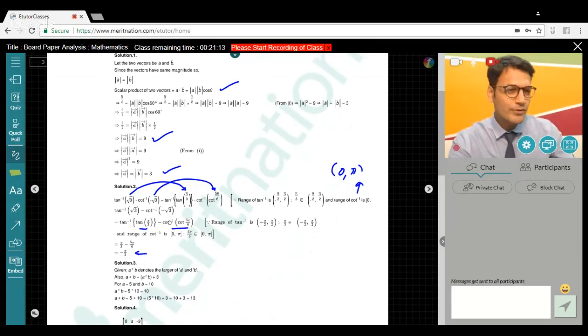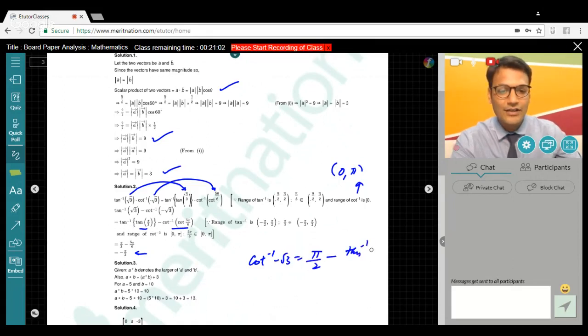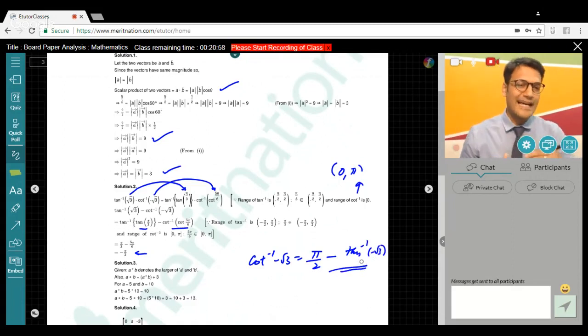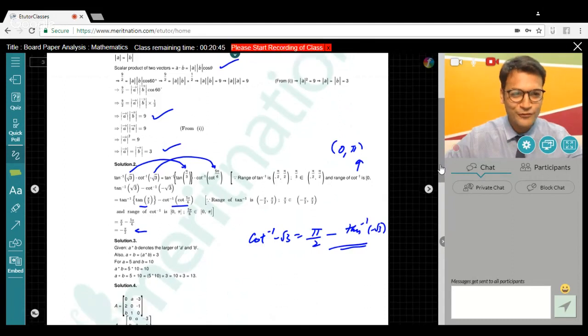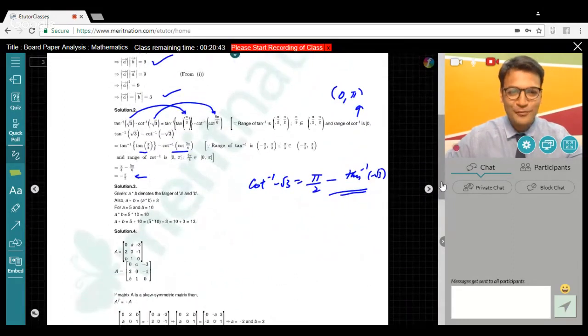Few of us might have tried a different method, replacing cot inverse of negative root 3 by pi by 2 minus tan inverse of negative root 3. You could have applied the tan A minus tan B formula, in fact in this case the tan A plus tan B formula. You will be able to get the answer very easily and swiftly. The answer will be negative pi by 2. That was the solution to question 2, and I hope most of you did it correctly.